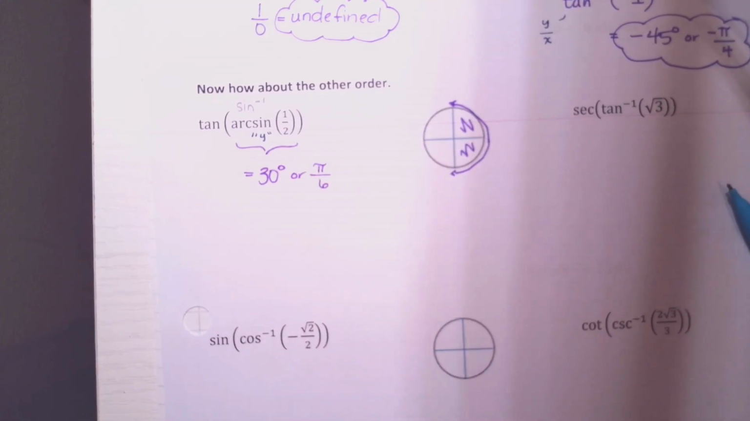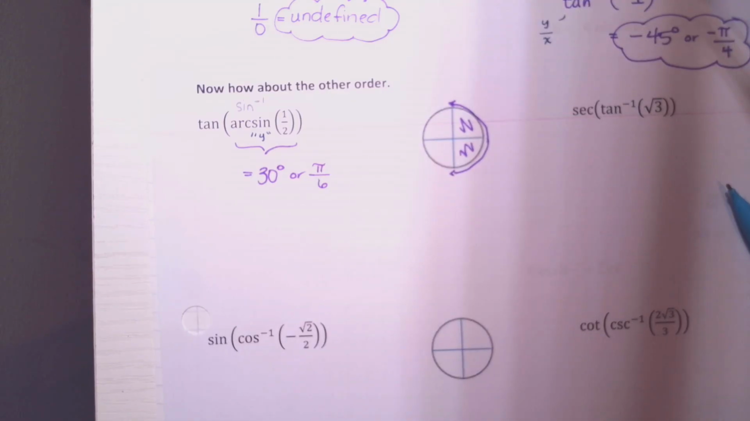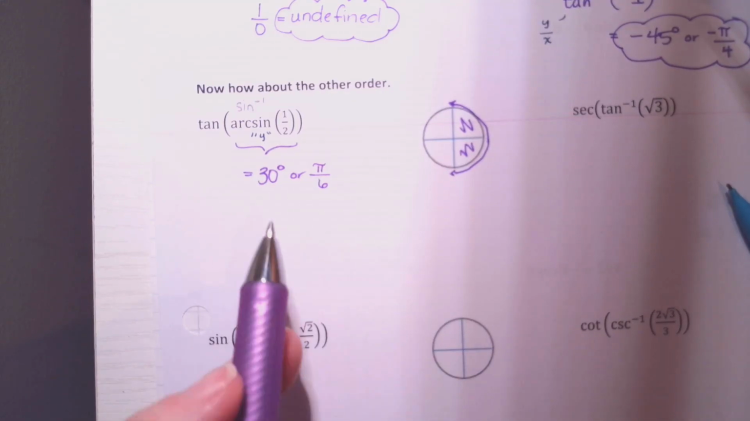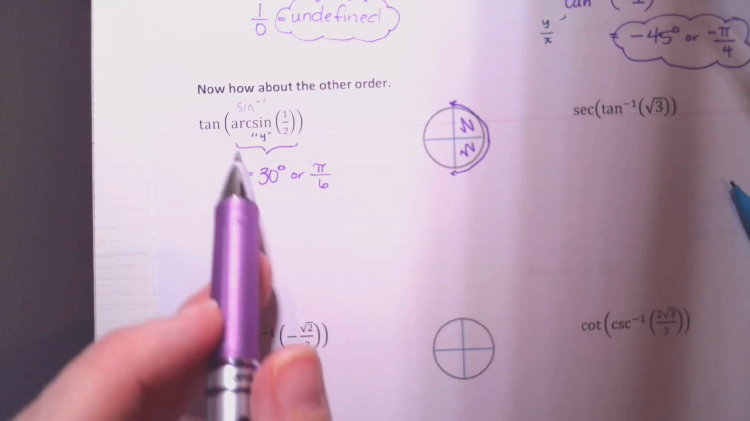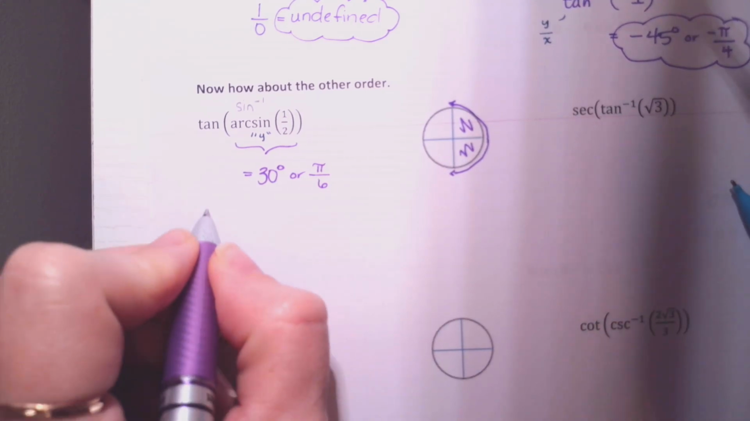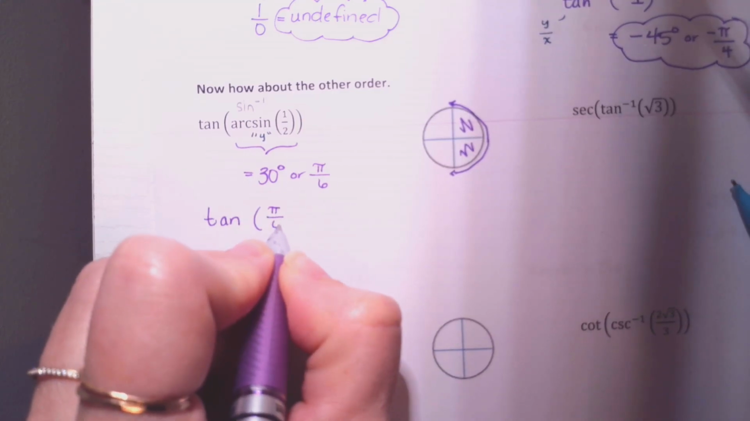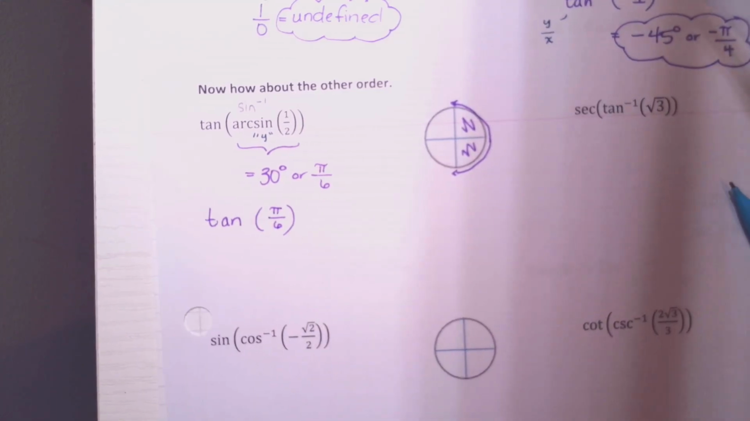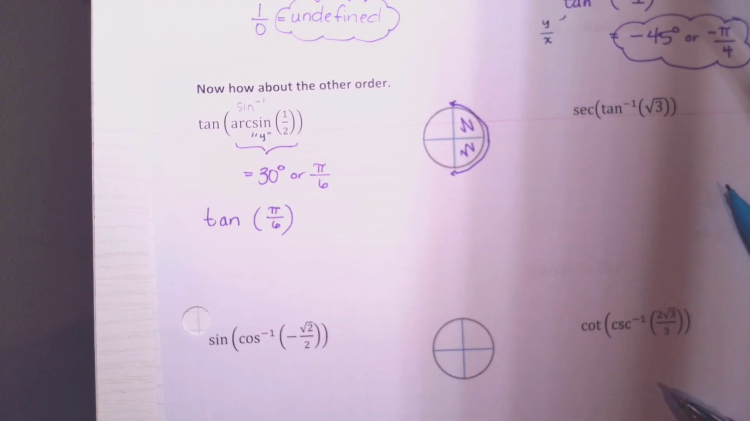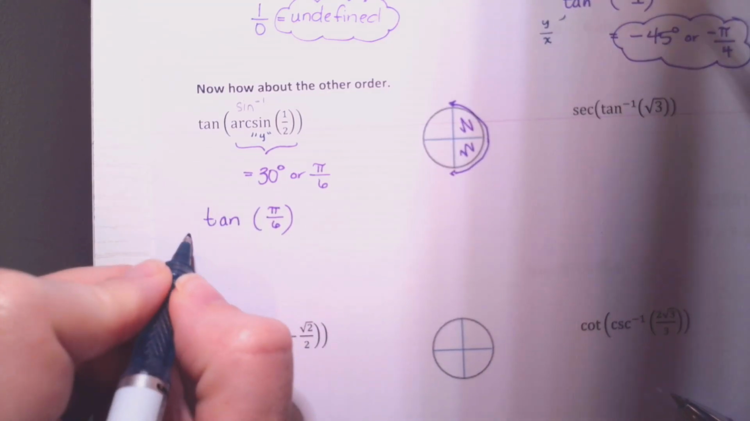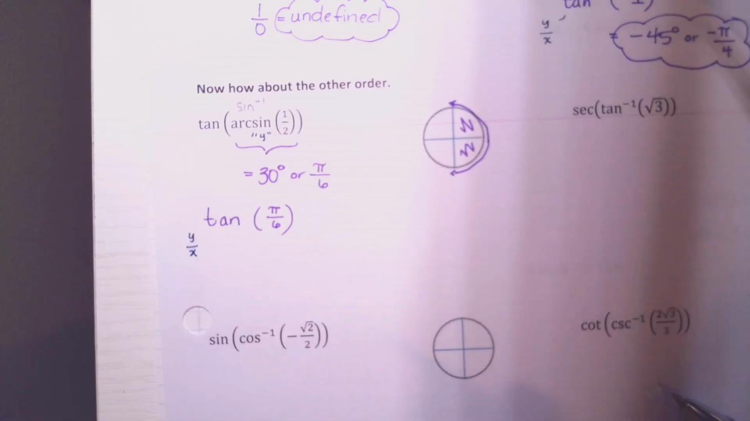And then once we have the inside answer, remember after that, then we're going to switch and do the outside part of it. And the outside part of it is to find the tangent of this angle. So then we'll do tangent of pi over 6. Tangent, not inverse tangent, just regular old tangent, means we want to go look at pi over 6 and we want to do the y divided by the x there.